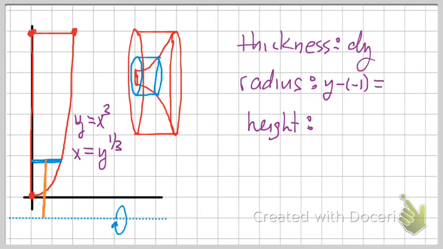Y minus negative 1, which is y plus 1. Whereas the height would have to be this side wall, right? So what is this height right here? Y to the 1/3 minus 0, which is just y to the 1/3. You guys okay with that? So tell me my volume formula. How do I put this together?